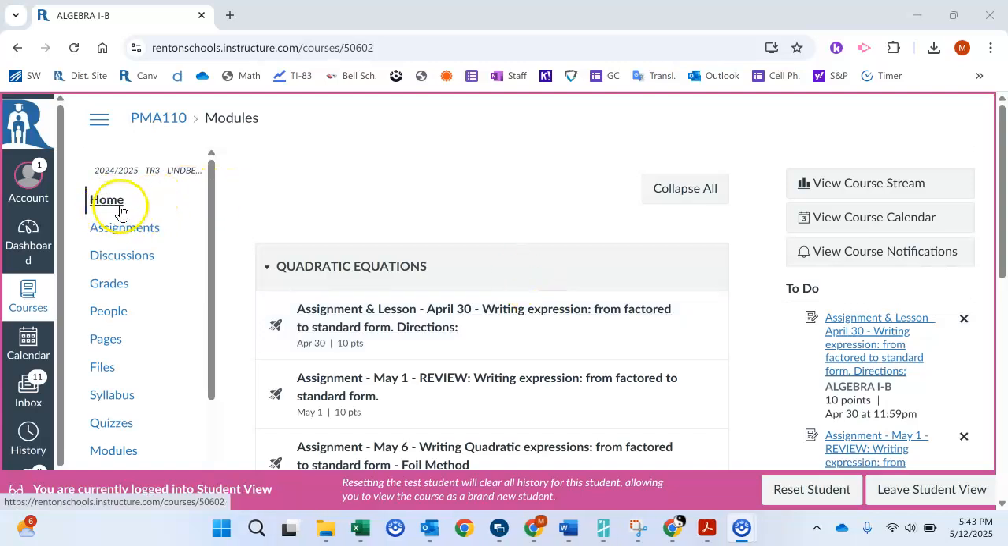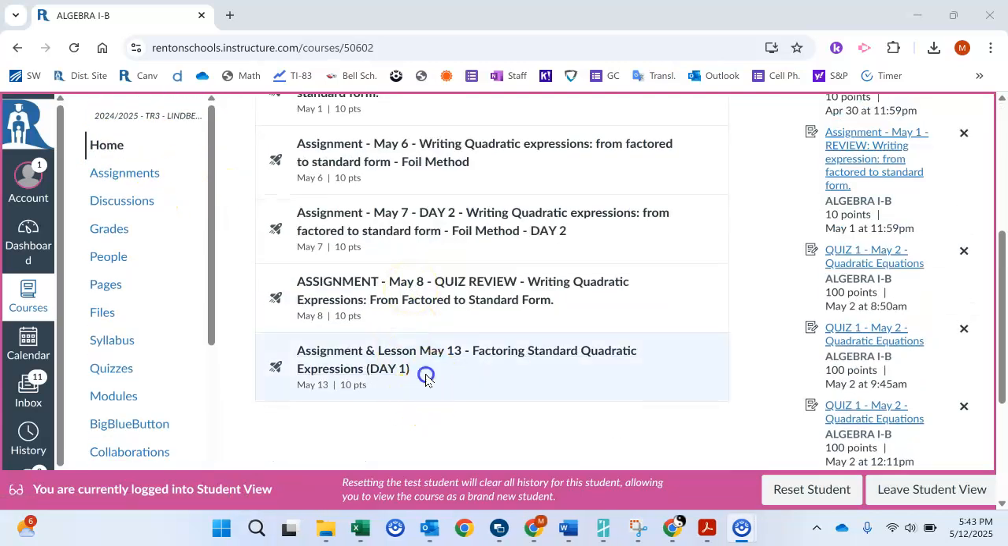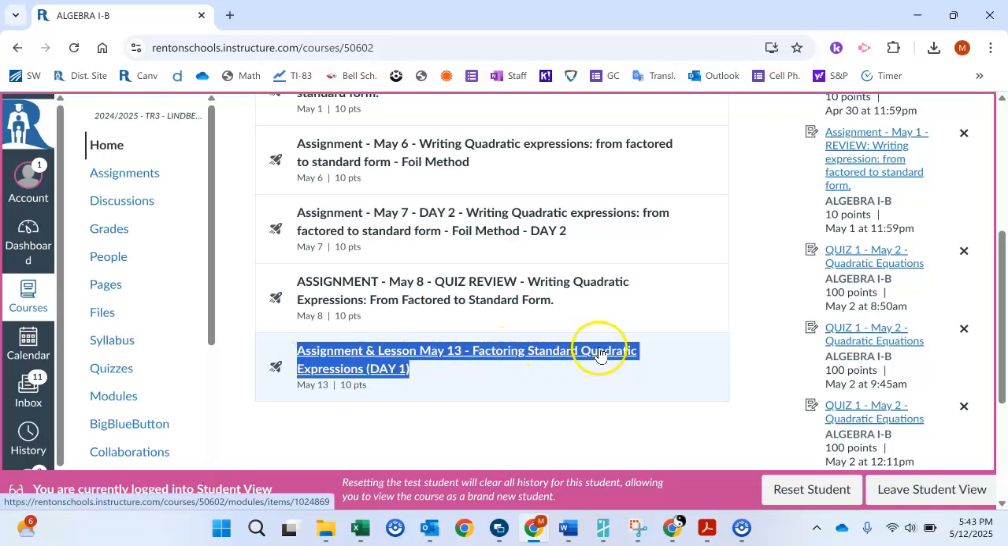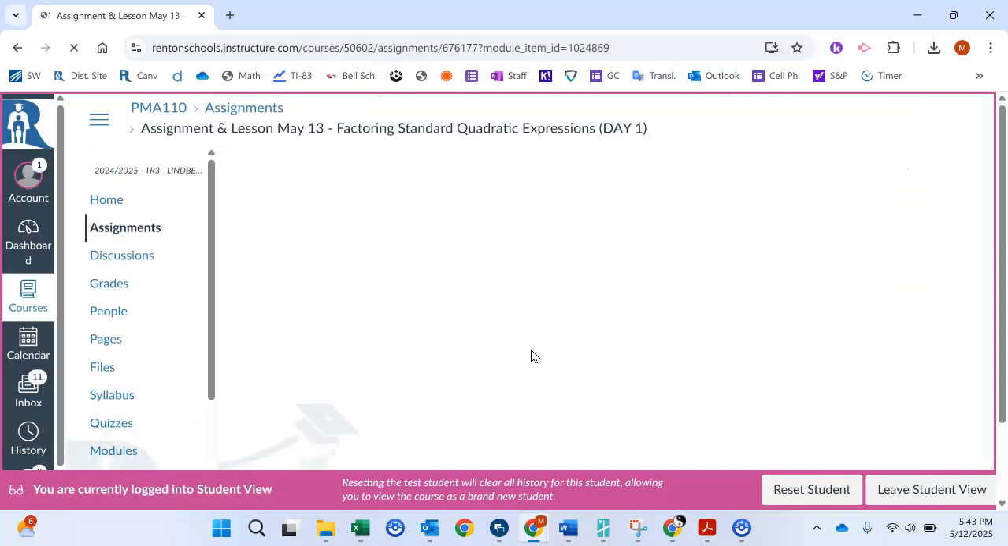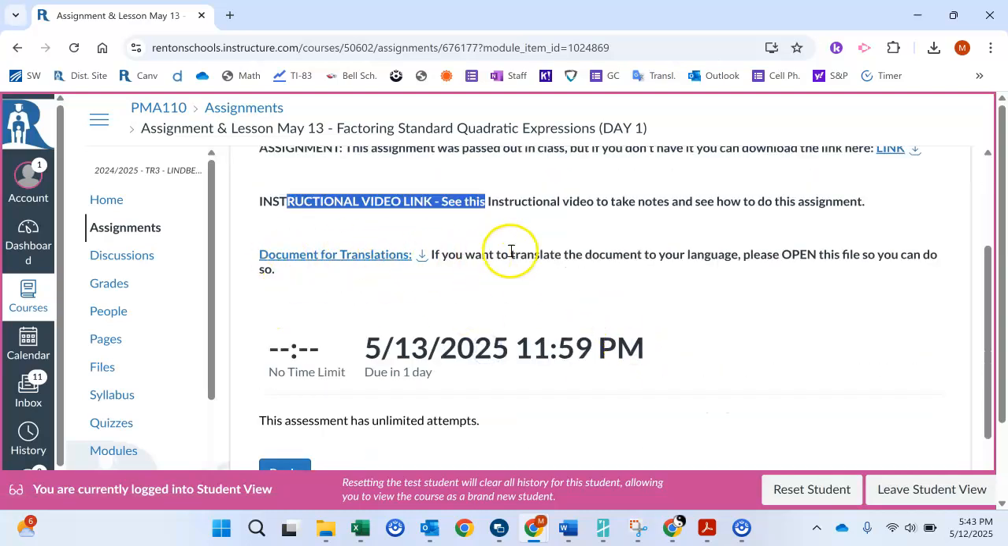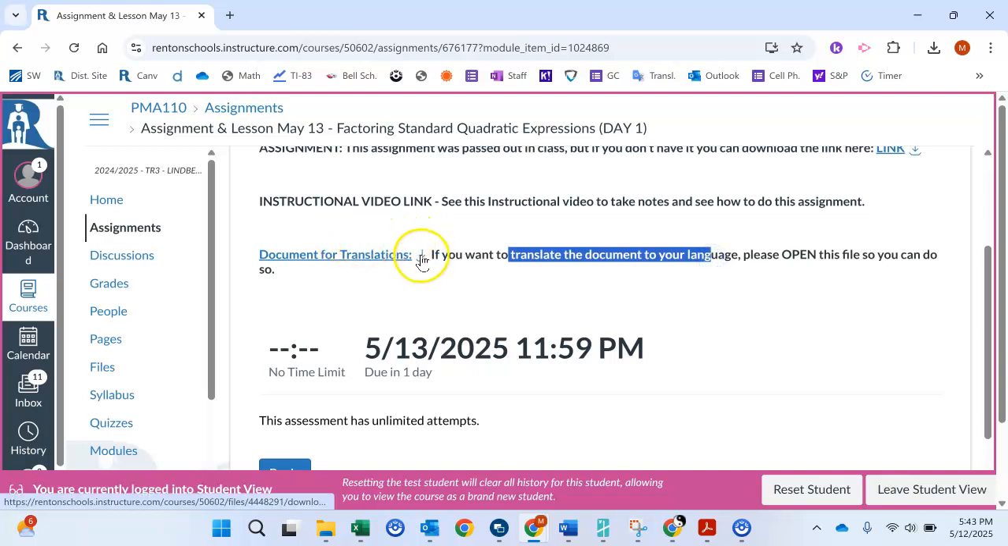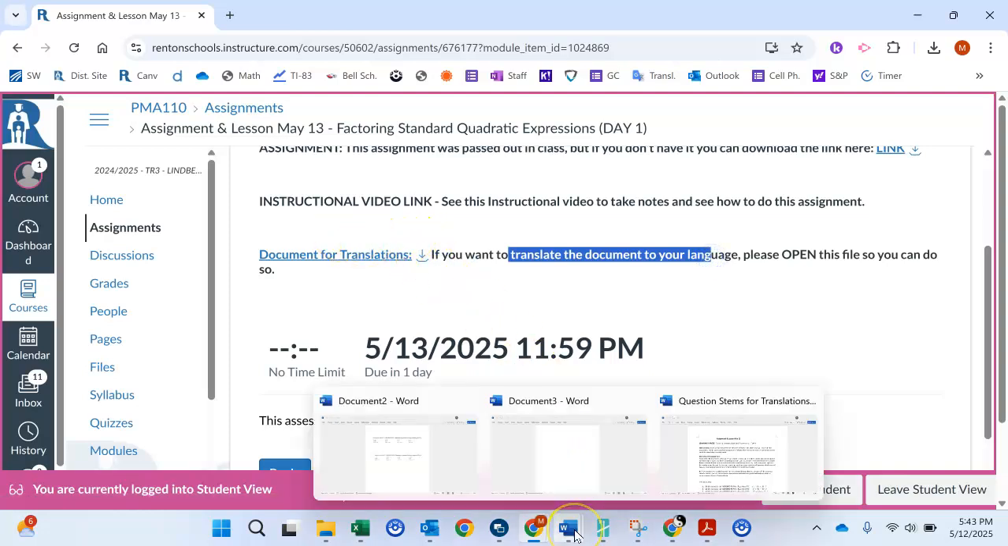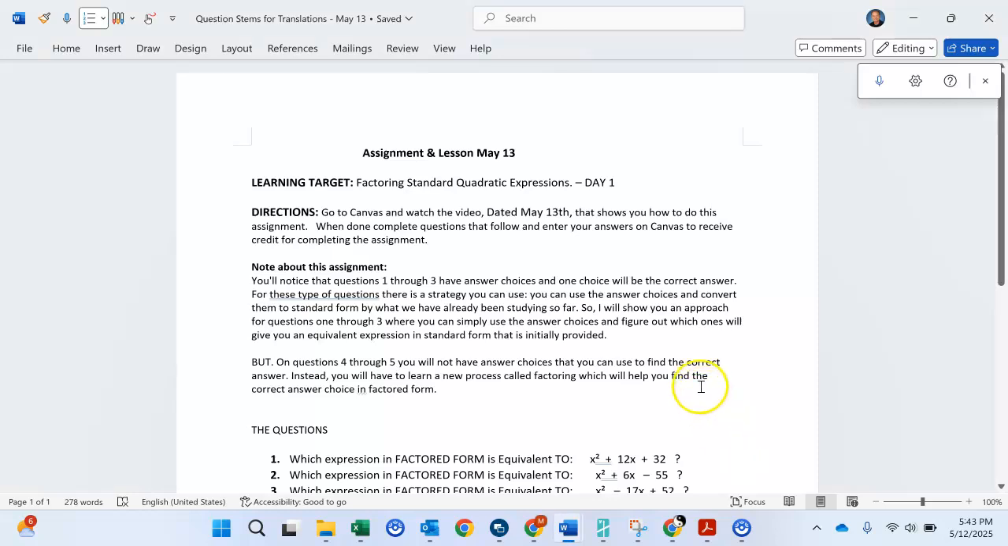Hello, today we are on the lesson, May 13th assignment, factoring standard quadratic equations expression, day one. Okay, so here we go. So what we have is, here's the assignment. I'm going to click this, make sure to download it. This is the video you're watching now, but make sure you download this for translating the document. So make sure you translate that. And when you open it, you should get this document here and you can convert it to your language, okay?